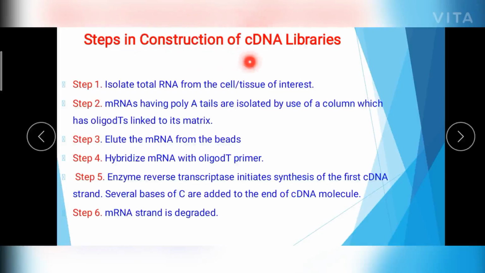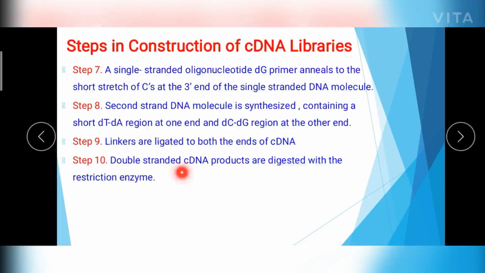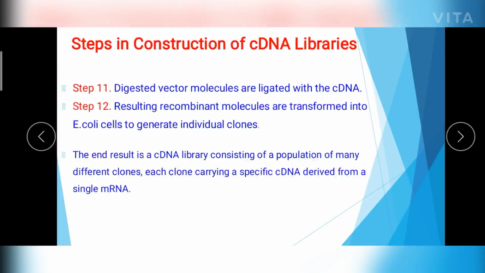Up to now we have discussed the important steps involved in the construction of cDNA libraries in detail. They include step 1 to step 10. In step 10 we also saw that the double-stranded cDNA products are digested with the restriction enzymes to convert them into sticky ended fragments, and these cohesive ended double-stranded complementary DNA are ligated with the vector molecule.